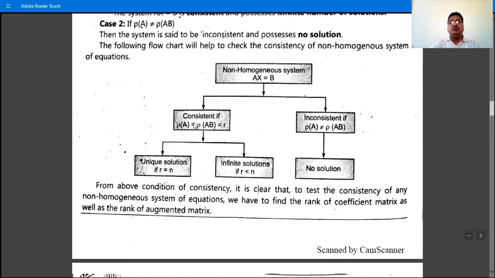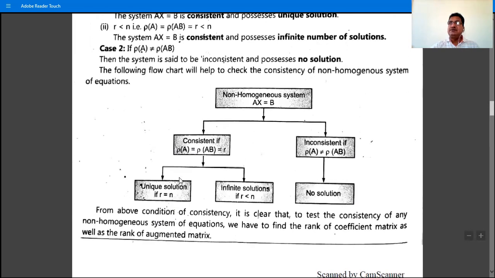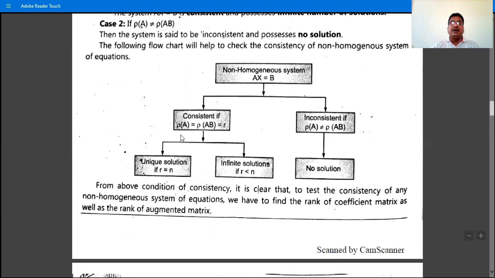Then this non-homogeneous system has a unique solution if the rank of A is equal to the rank of [A | B], that is r, is equal to the number of variables in that system. So if the ranks are equal, the system is consistent. And if it is also equal to n, the number of unknowns in that system, that is, if all these three numbers are the same, then the system has a unique solution. The system has only one solution.